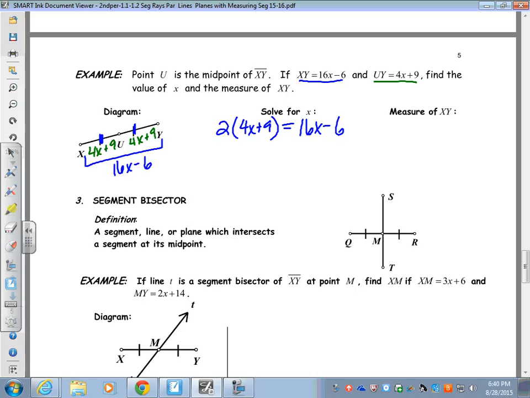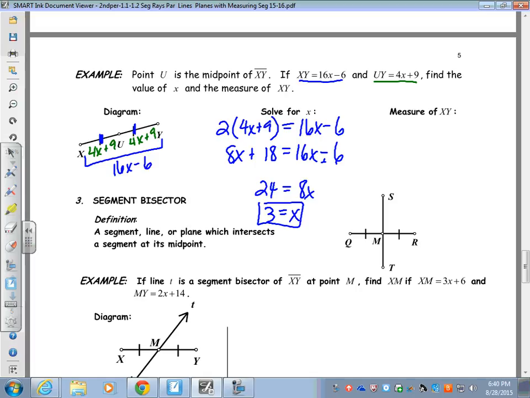So just going to solve the equation, use your distributive property. We have 8x plus 18 equals 16x minus 6. And then solve for x. Subtract the 8x, that would give me 8x. Add the 6, that's 24. So 3 is equal to x. Okay? If you're not sure about solving the equation part, because I'm kind of skipping some steps, please make sure you get clarification of that. Maybe come see me in the morning or after school.